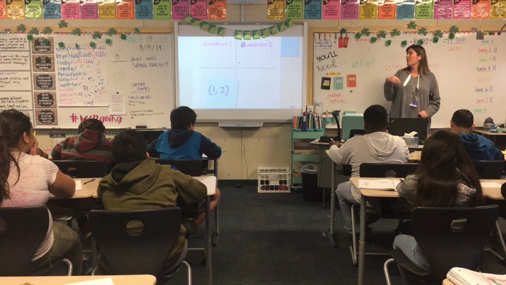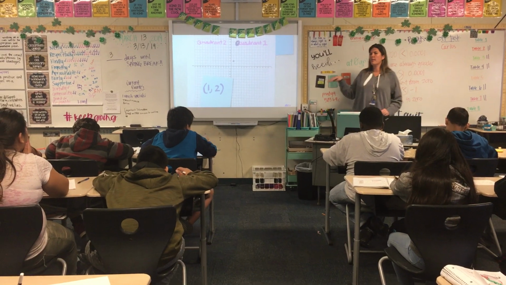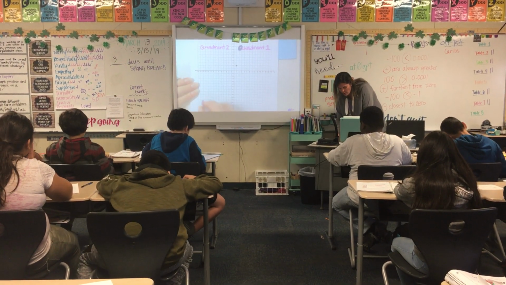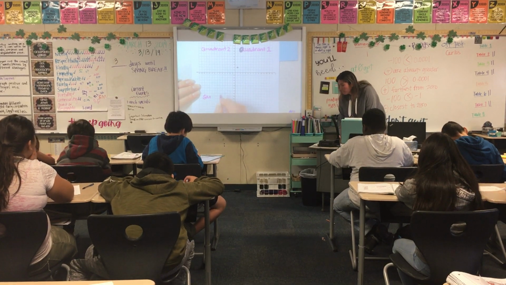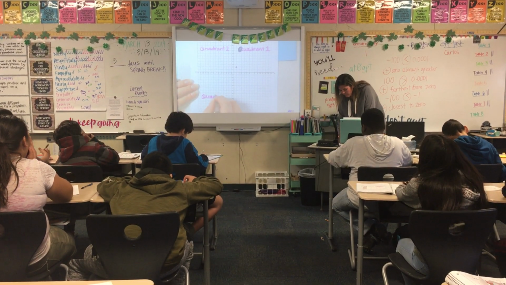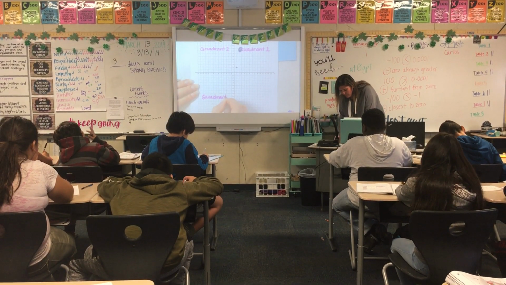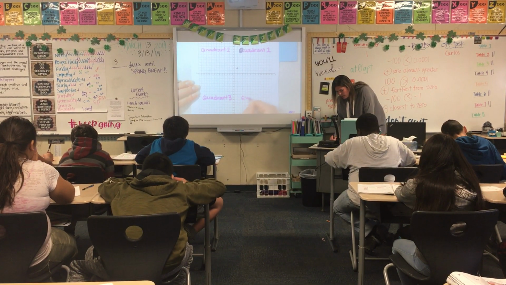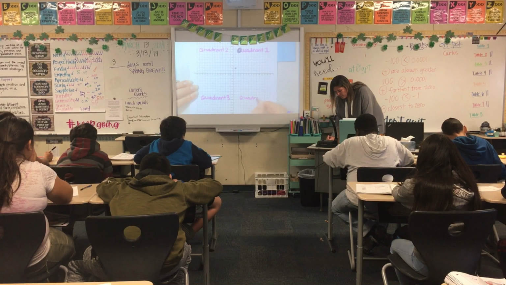Then, Isidro, which one is quadrant 3? Below it, to the right, down, below, right below. Quadrant 3. And then that finally leaves us with the last one. Quadrant 4. Over here.